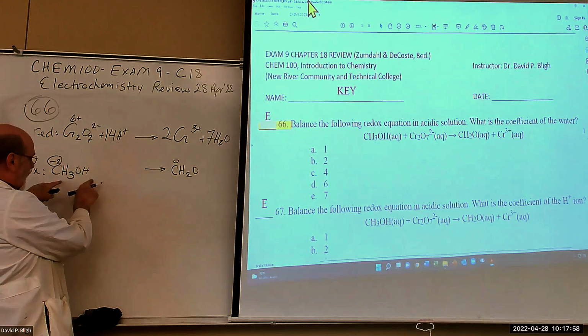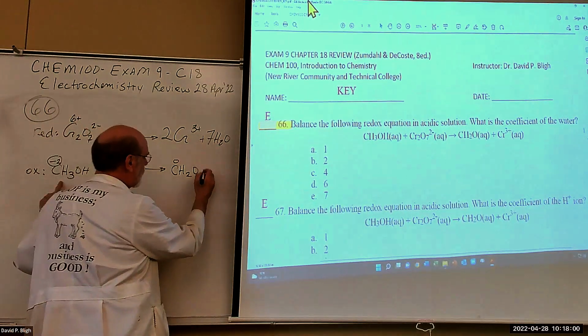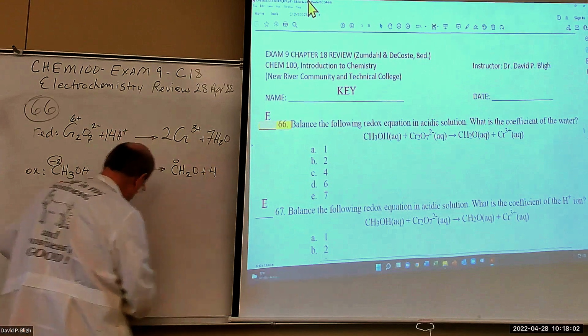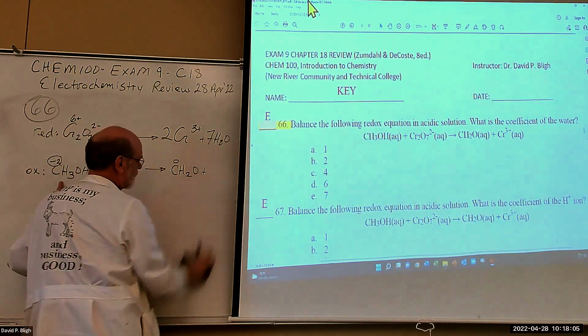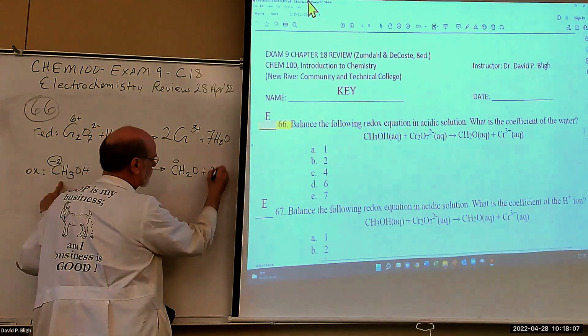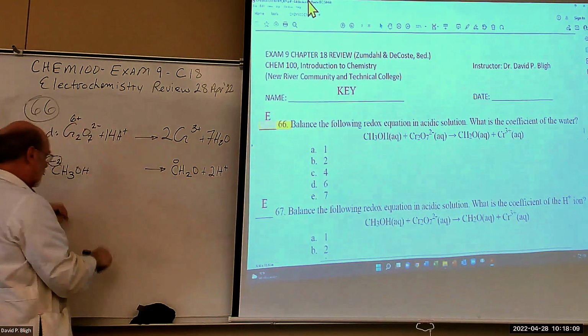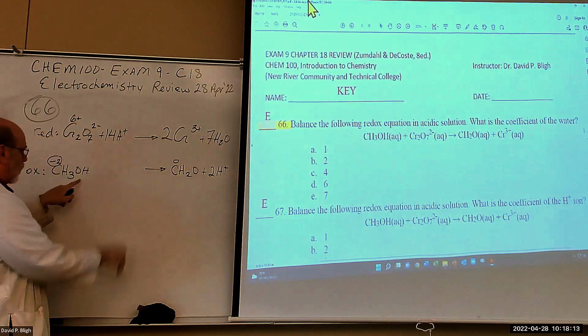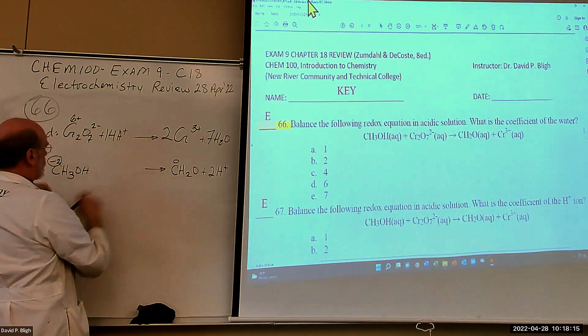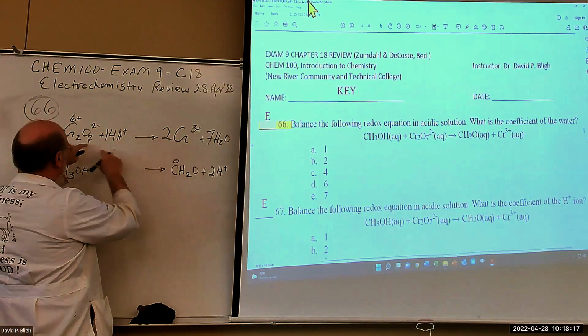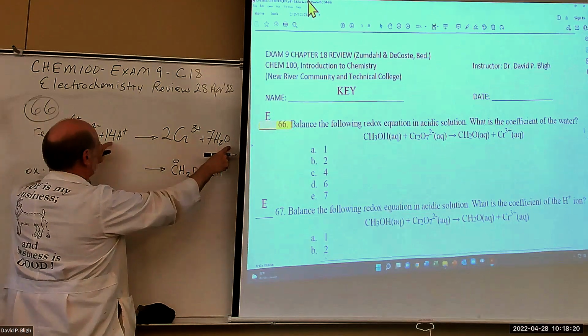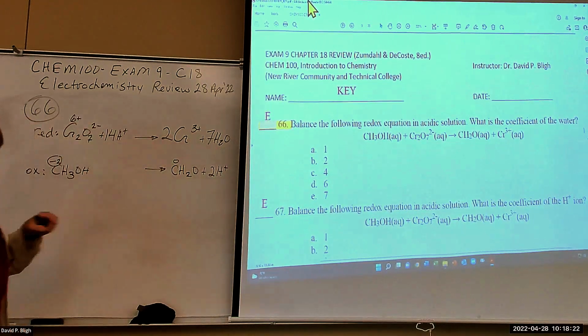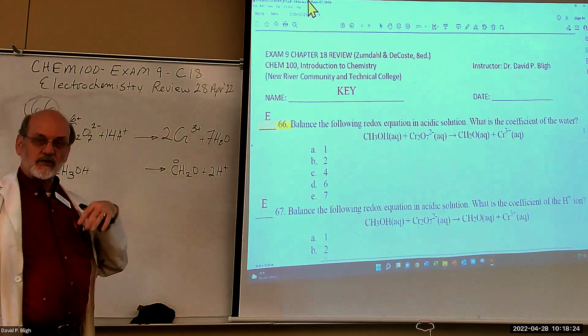So if we got 4 hydrogens here and 2 there, that means we need 2 more hydrogens. So now we have 4 hydrogens here, 2 plus 2 is 4 there. 1 oxygen, 1 carbon, 2 chromiums, 7 oxygens, 14 hydrogens. Okay? So now we need to do the electrons.